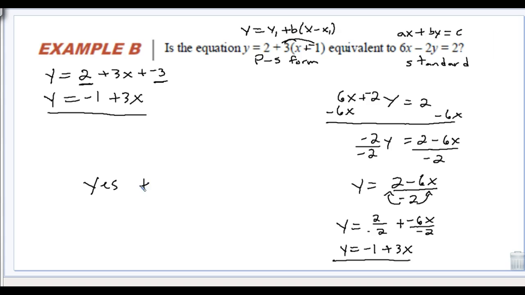We can say the equations are equivalent. It's just a funny way of saying equivalent. That means they have the exact same line. They just are represented in different equations. And I got them both into the slope-intercept form because that's the easiest way to convert both of them.